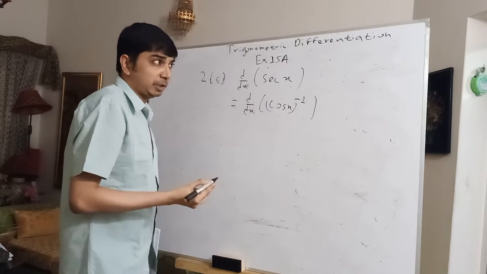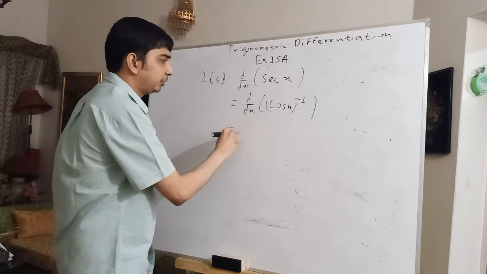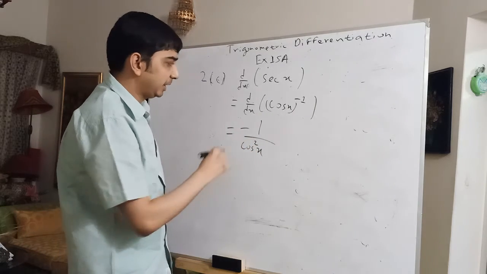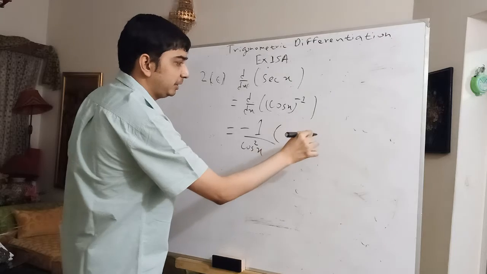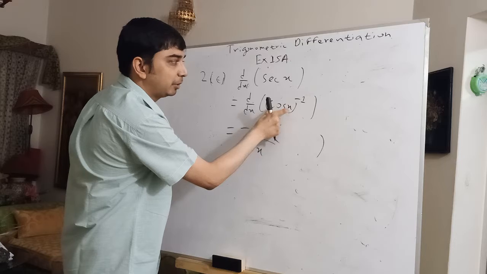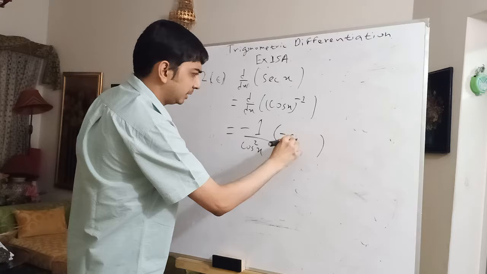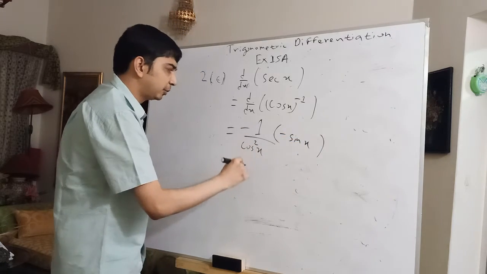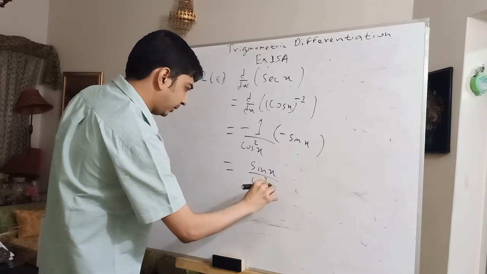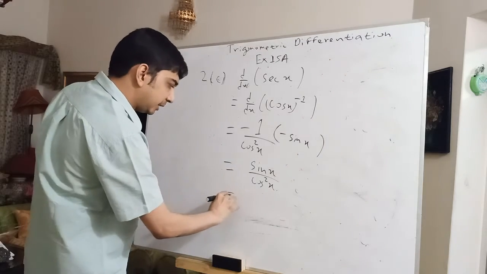So we know the differentiation of 1 by x, or x to the power minus 1, is minus 1 by x square. So here you're going to have minus 1 by cos square x into the differentiation of cos x, because you don't have x, you have cos x, so you'll multiply by the differentiation of cos x. Differentiation of cos x is minus sin x, so it's going to be sin x by cos square x. This is perfectly fine, but you can actually write this in another form.